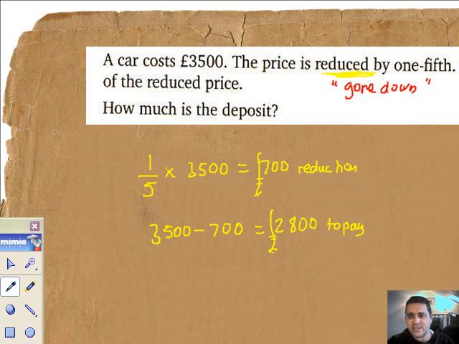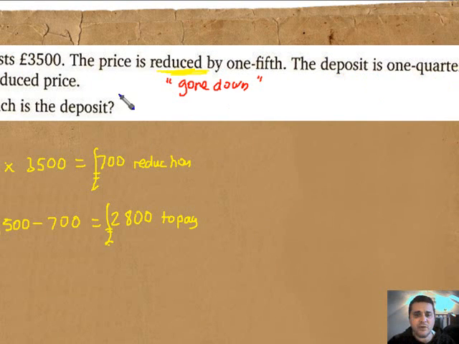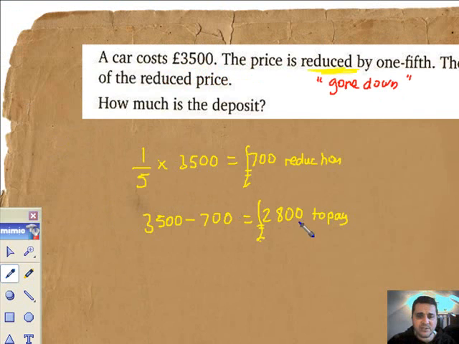The deposit is 1/4 of the reduced price. So this is the reduced price, basically. So 1/4 of 2,800 then. So 1/4 of the price he's got to finally pay is going to be the deposit. So I'm just going to take my 2,800 and simply divide by 4 to get 1/4 of it.